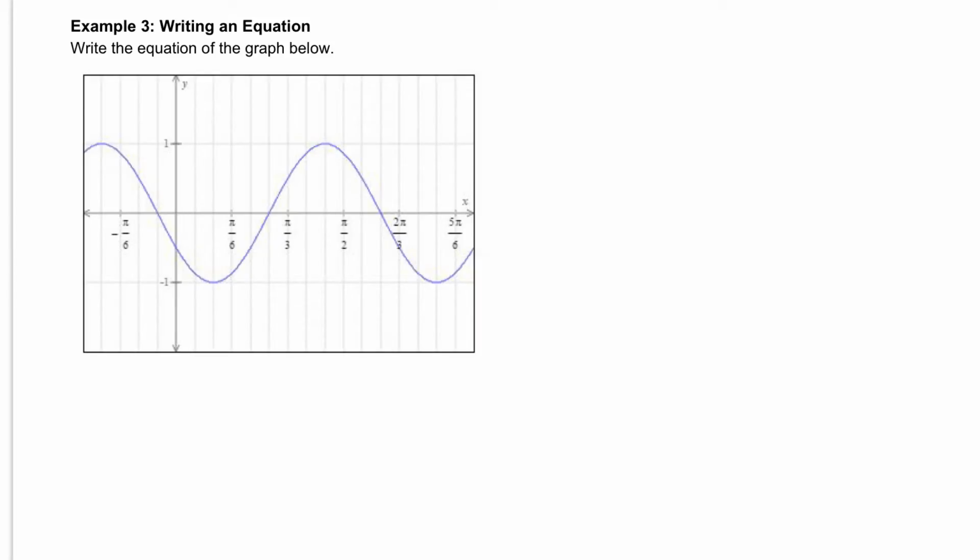Every time you want to start, let's find that midline. So we're going from 1 down to -1. So the midline is going to be at 0. So let's put that in first. And if the midline is at 0, we know that D is equal to 0. So we are not shifting up or down.